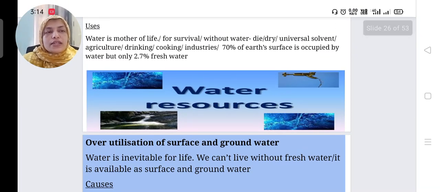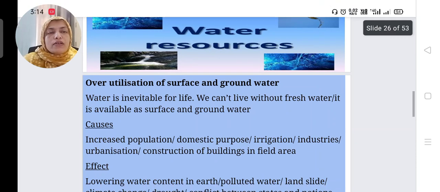70% of Earth's surface is occupied by water, but we have to drink only 2.7%. Drinking water is very limited, only 2.7% fresh water in the earth. Water resources are now decreasing. Why? Overutilization of surface and groundwater.